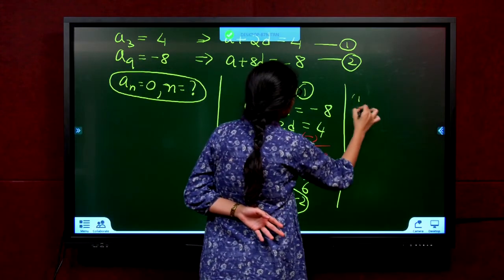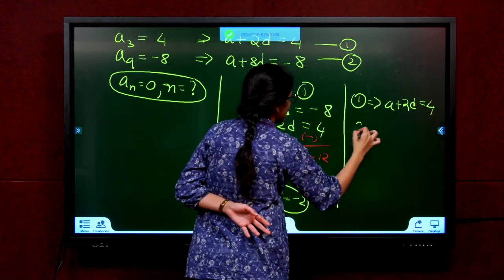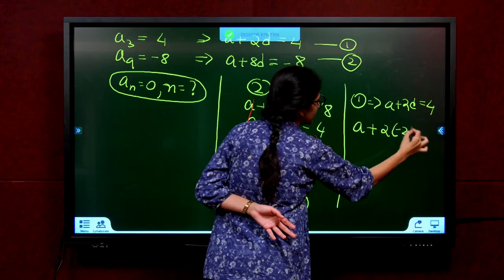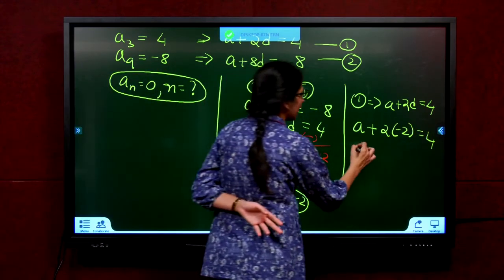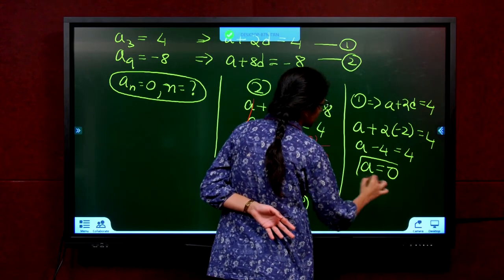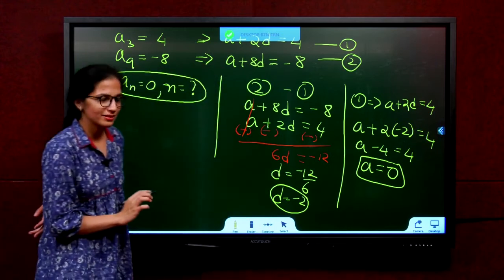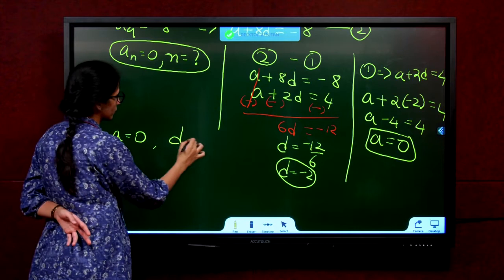Substituting in 1. A plus 2D is 4. A plus 2 into minus 2 is 4 because D is minus 2. A minus 4 is equal to 4. A is equal to 0. You have got A equals 0 there. So, A is 0. D is minus 2.